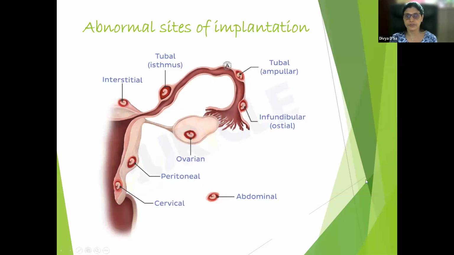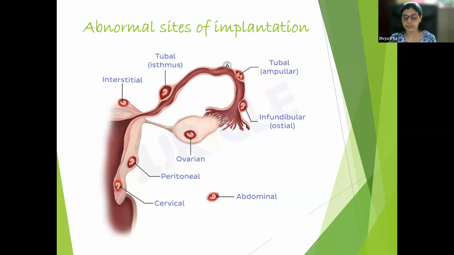Now if it takes place here, this is the infundibulum. Here we have the ampulla and isthmus. So in this part, it can get implanted. And then it can also get implanted in the lower part, that is the cervical part, near the cervix. So those are the intrauterine abnormal sites.